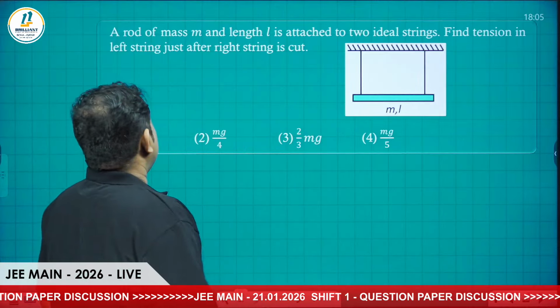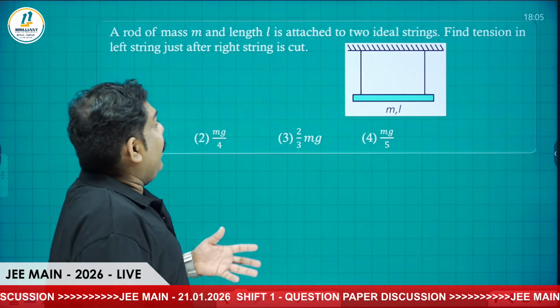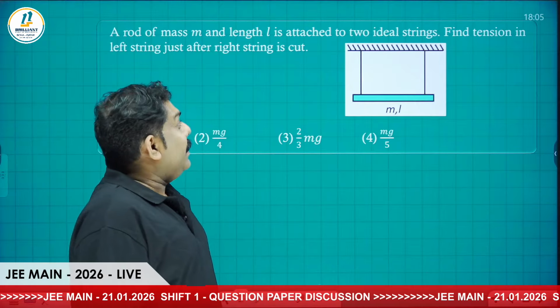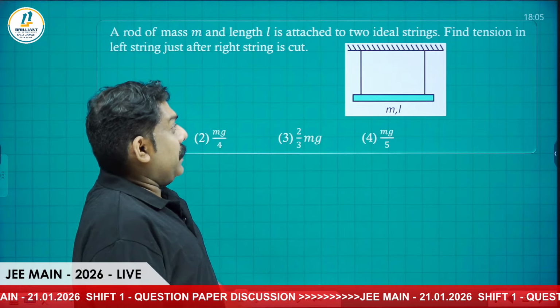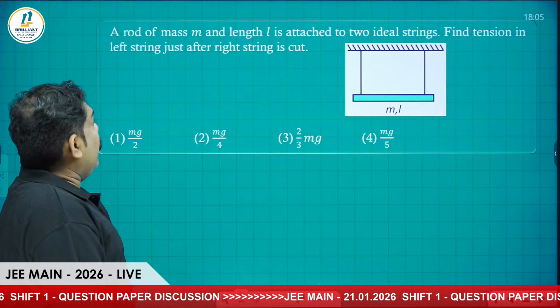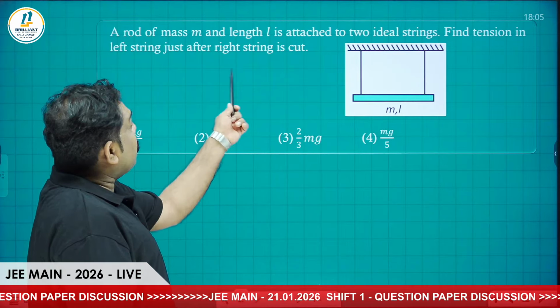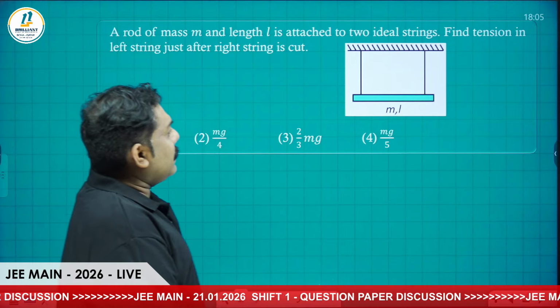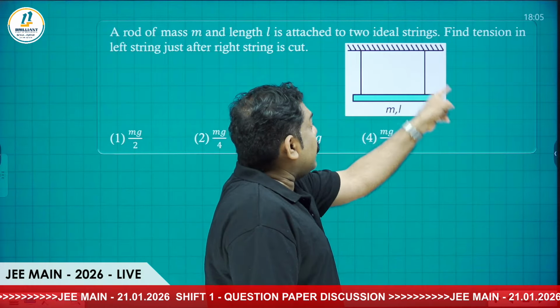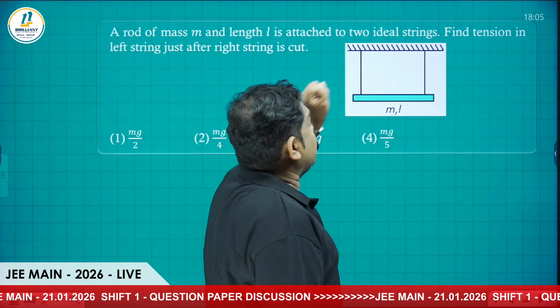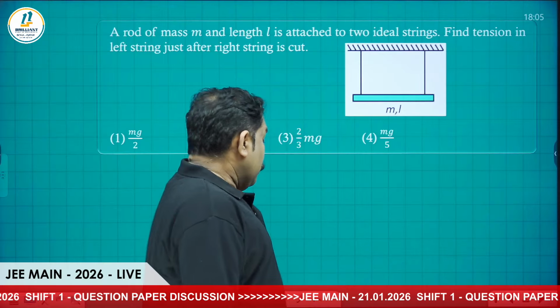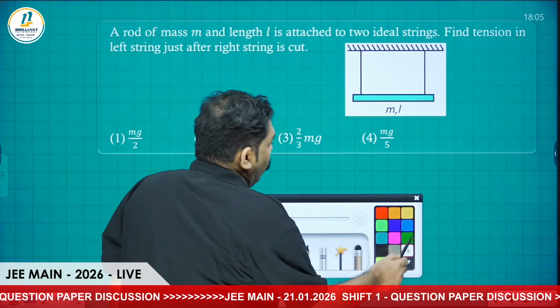The first question is: a rod of mass m and length L is attached to two ideal strings. Find the tension in the left string just after the right string is cut. So when the right string is cut, what is the tension in the string? That is the question. So how do we solve that question?